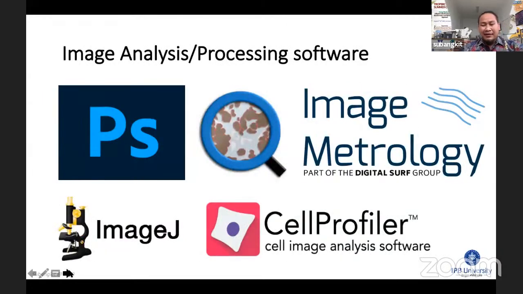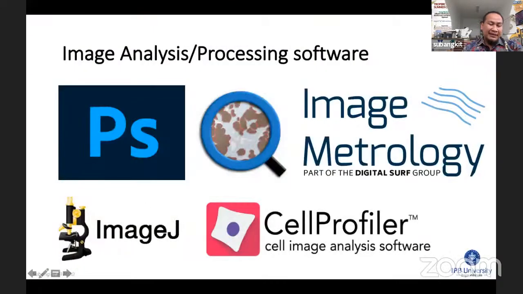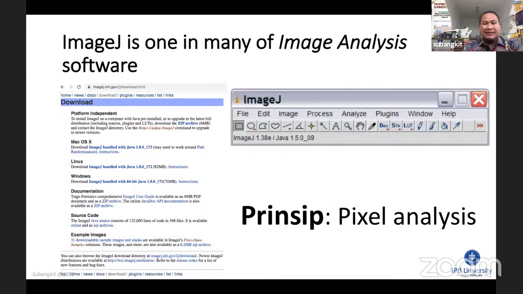Maybe I will introduce, or maybe some of you are already familiar with image analysis. Actually, there are so many image analysis programs for processing, like Photoshop, ImageJ, and CellProfiler. But here we are familiar with ImageJ, so I will briefly introduce ImageJ. ImageJ is one piece of software. Actually, it is open source software. You can download it on the internet.